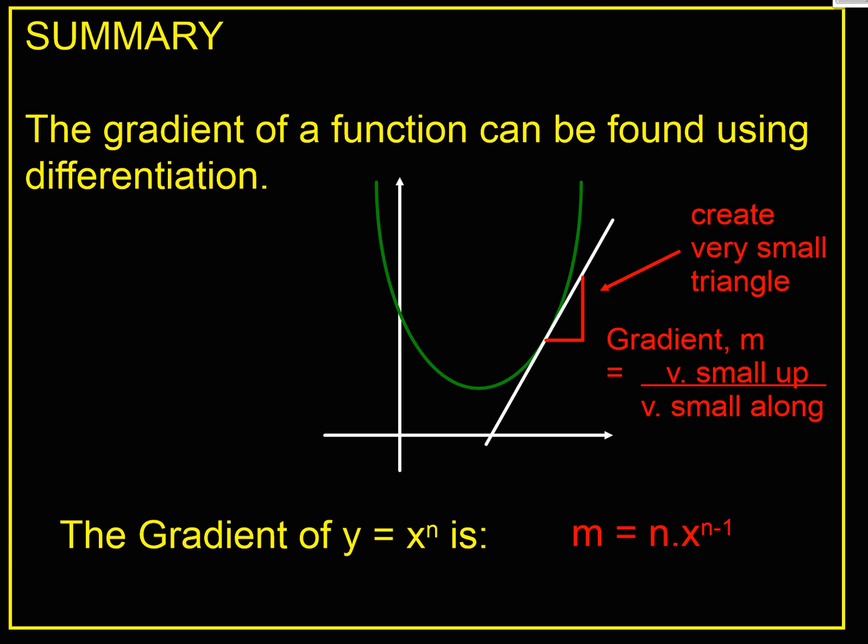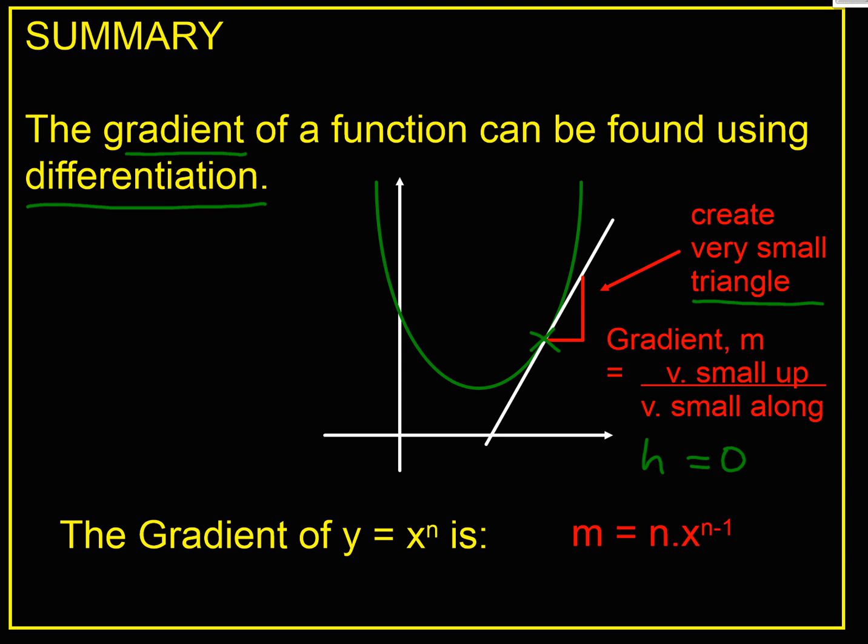So to summarise, if we want to find the gradient of a function, we can do this by differentiation. That means differences, little differences. So we create a very small triangle at the point we're interested in. And then we find the gradient, which will be a very small up over a very small along, and then we make those very small things effectively get smaller and smaller. So in practice, our little h that we've been working with, we make 0. And we could do that for any function out there that we wanted to do. We could follow the same method through.